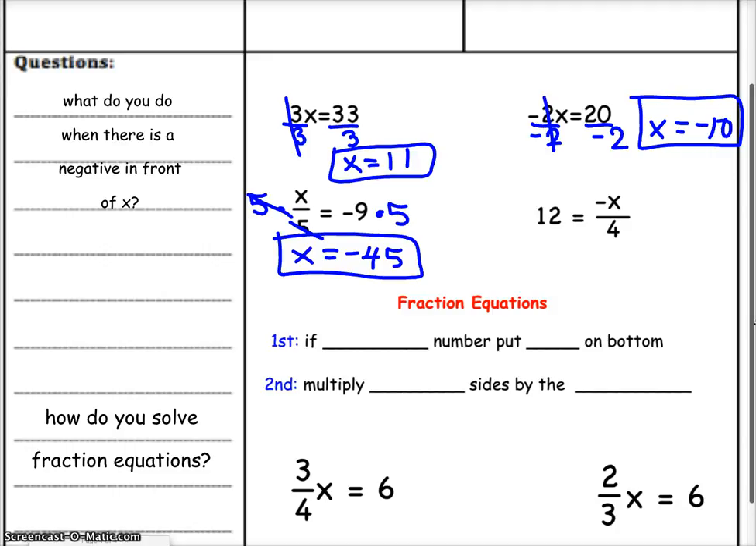Oh, tricky. This next one is tricky. Negative x over 4. How do you move over 4? Multiply by 4. And I get 48 equals negative x. This is really negative 1, isn't it? Yeah. To move negative 1, you divide by negative 1, and you get negative 48 equals x. That's what I got. I think that's about where I want to stop today.